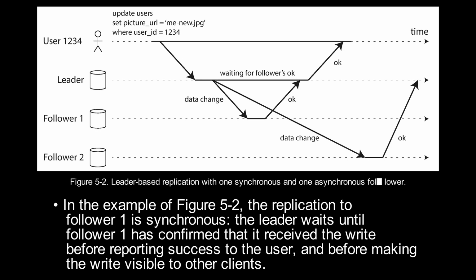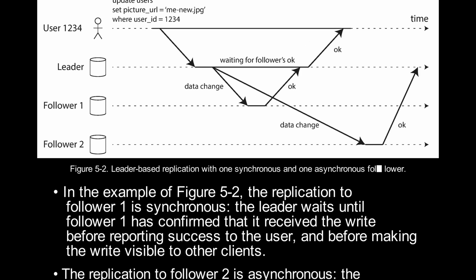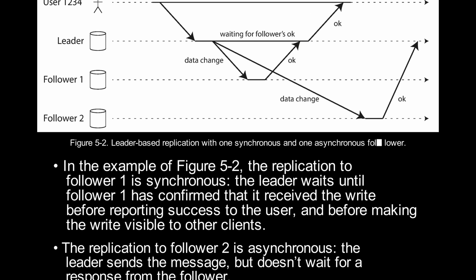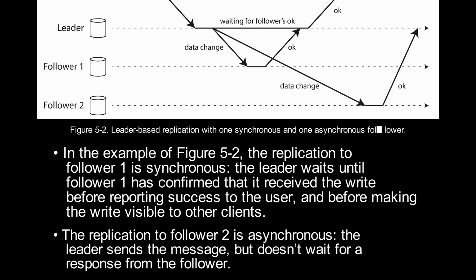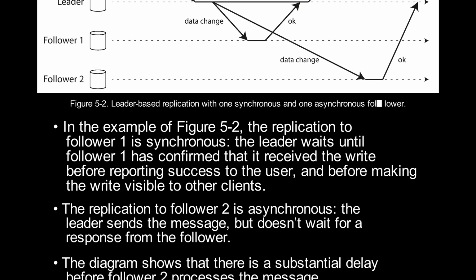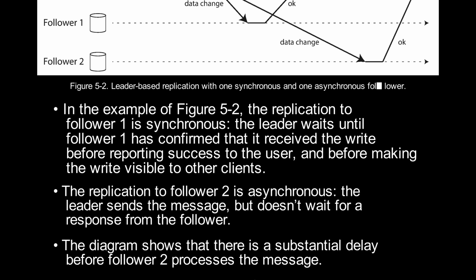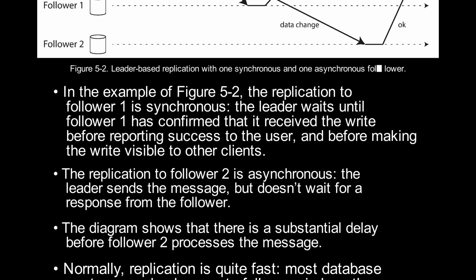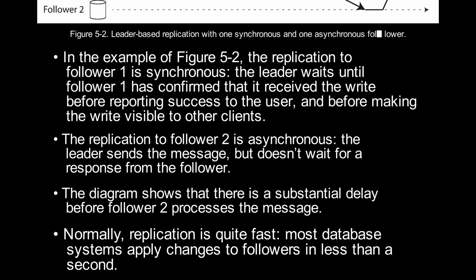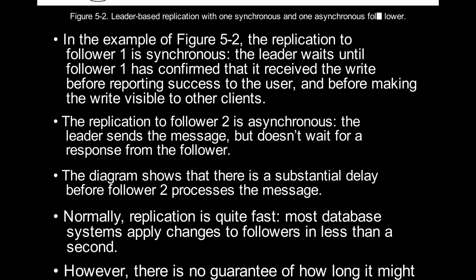In the example of Figure 5-2, the replication to follower 1 is synchronous. The leader waits until follower 1 has confirmed that it received the write before reporting success to the user, and before making the write visible to other clients. The replication to follower 2 is asynchronous. The leader sends the message, but doesn't wait for a response from the follower. The diagram shows that there is a substantial delay before follower 2 processes the message.